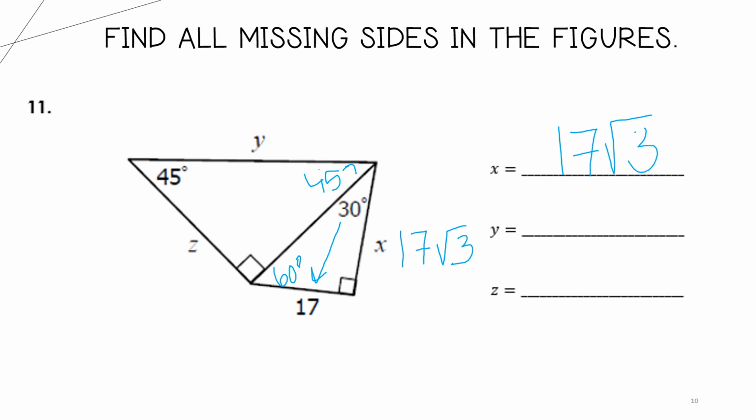Now, it doesn't ask me to find the hypotenuse in that 30, 60, 90 triangle, but I need to find it because the hypotenuse of the 30, 60, 90 is a leg of the 45, 45, 90. So to find the hypotenuse, we're going to double that short leg, so that's going to put the hypotenuse at 34. But if that is 34, that's the leg in the 45, 45, 90, then z will also be 34 because a 45, 45, 90 is an isosceles triangle. And then to find the hypotenuse, we multiply by the square root of 2.